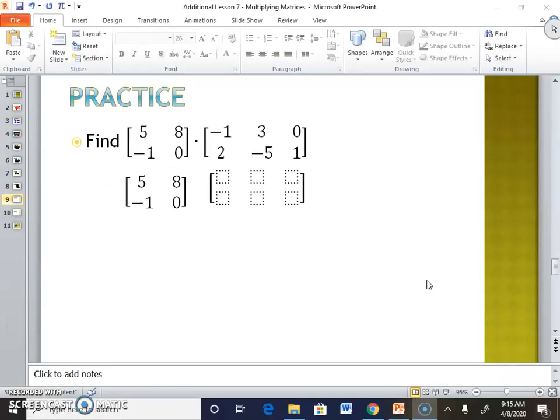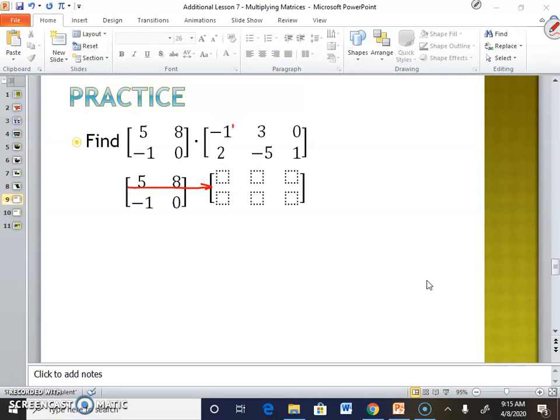I typed this out. Maybe this will help so I can erase some things and keep everything okay. All right, so we dropped this down. It's the exact same thing. I dropped it down, so now I can see row 1, column 1. So row 1 times column 1. That's what helps us with this process here.